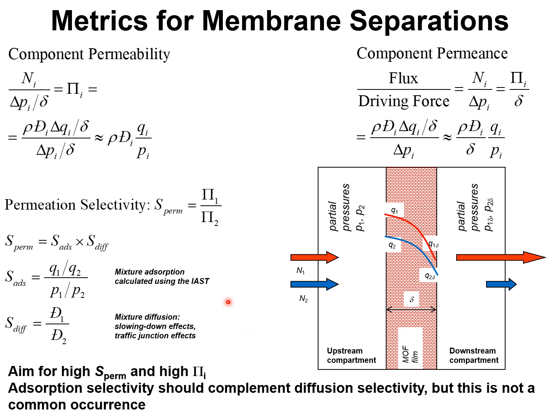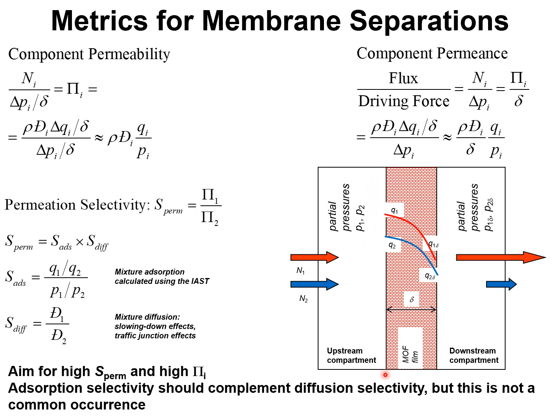In order to define the metrics that describe the separation performance of microporous membrane constructs, we examine a schematic for separation of a binary mixture of components 1 and 2. The membrane separation device operates under steady state conditions. The partial pressures in the upstream compartment are P1 and P2, and the partial pressures in the downstream compartment are P1 delta and P2 delta. The thickness of the microporous membrane layer is delta.